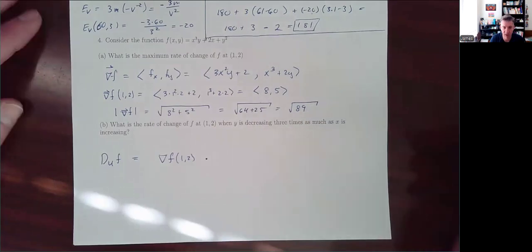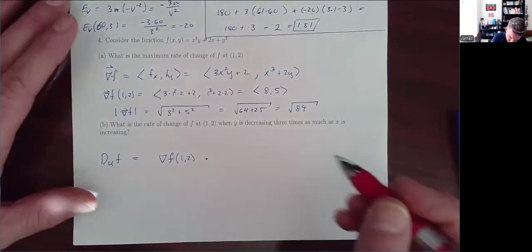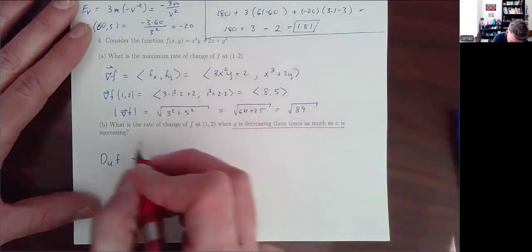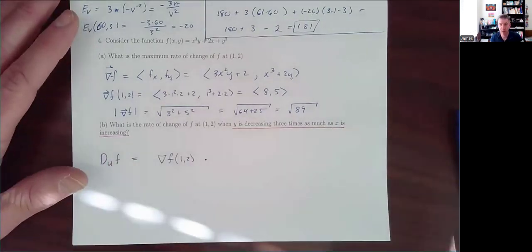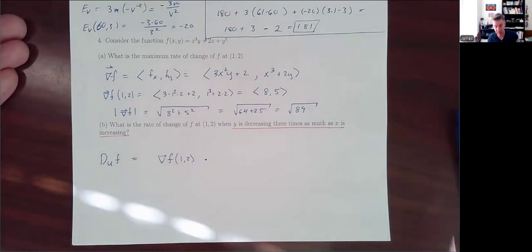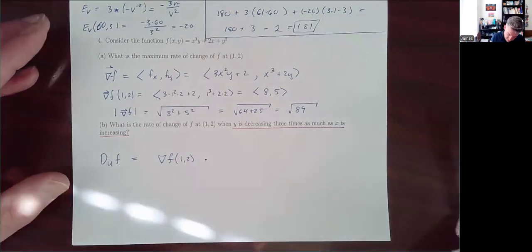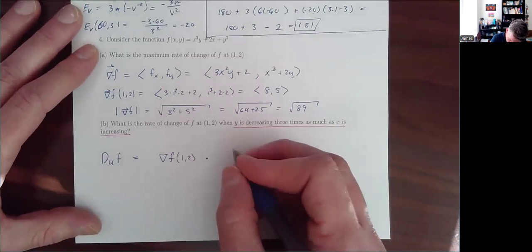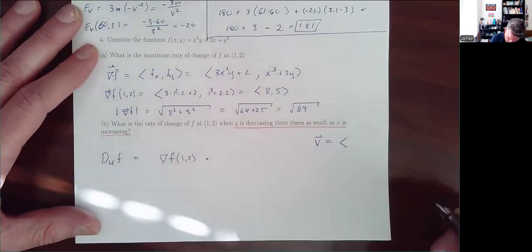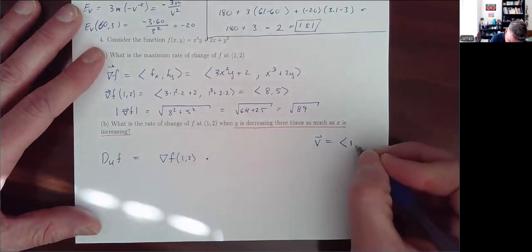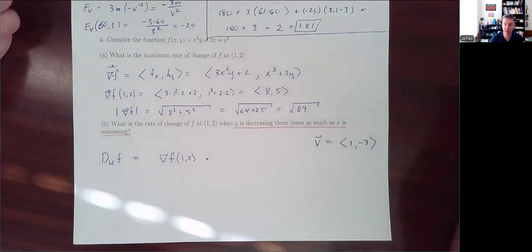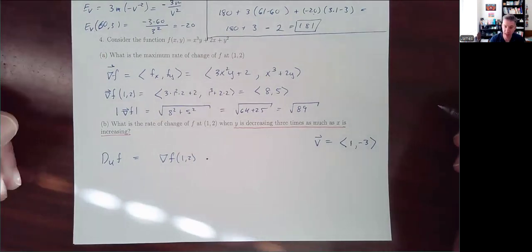Now, what direction are we going in? Well, it's kind of hidden. They're saying y is decreasing 3 times as much as x is increasing. So that means if x is going to increase by 1, y is going to decrease by 3. In other words, our vector here is going to be the vector where, well, let's see. If x is 1, y is going to be -3. Right? For every 1 that x increases, y decreases by 3 times that amount.